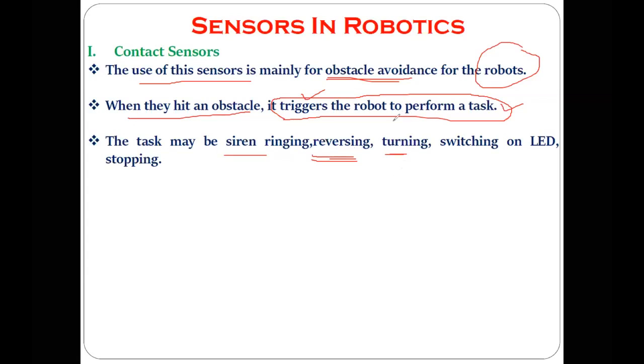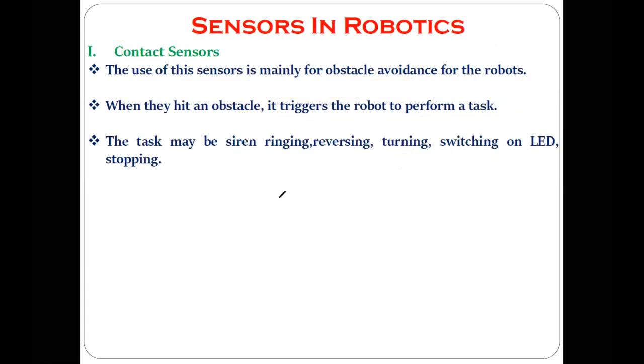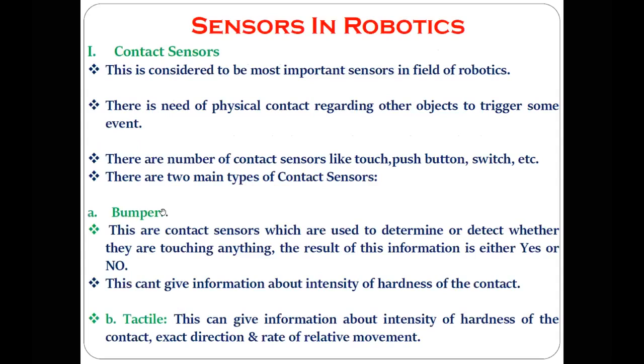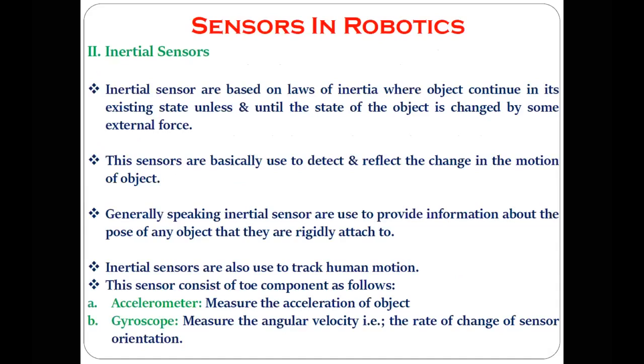When the robot hits some obstacle or object, or is about to hit, then switching off the LED or stopping of the car, these kinds of things can be possible with the help of the contact sensors. They get activated when the particular object hits those sensors. So that is one kind of sensor which is mostly utilized in robotics and robots. Another most popular is the inertial sensors.